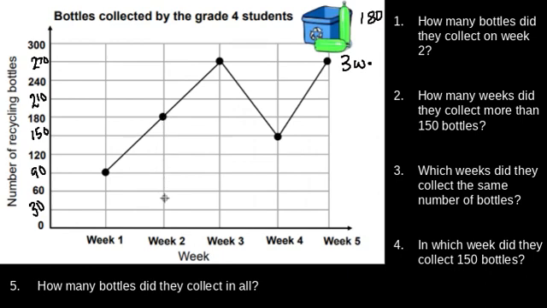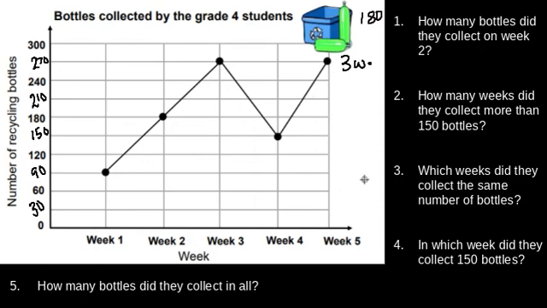Those weeks will be week 2, where they collected 180, week 3, where they collected 270 bottles, and week 5, where they collected 270 bottles too. Other weeks, they collected less than 150 or 150 exactly. Which weeks did they collect the same number of bottles? Week 1, no other week has this dot. Week 2, no other week has this dot, 180. Week 3 has 270 and week 5 has 270. So week 3 and week 5 are the 2 weeks where they collected the same number of bottles.